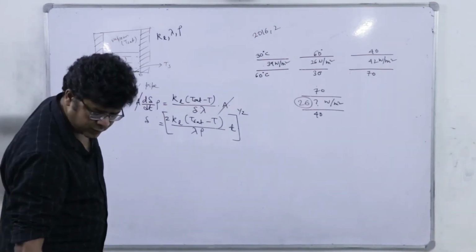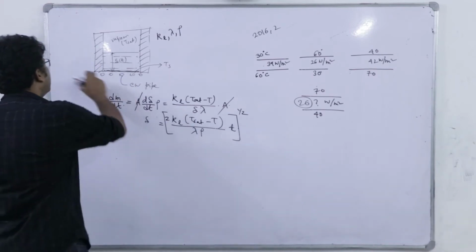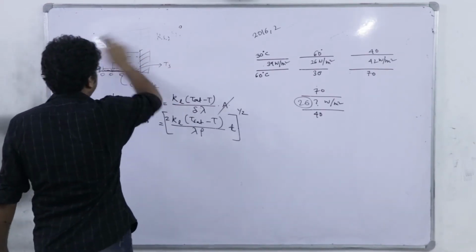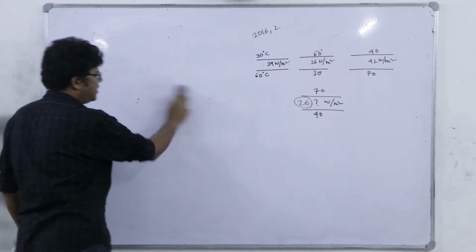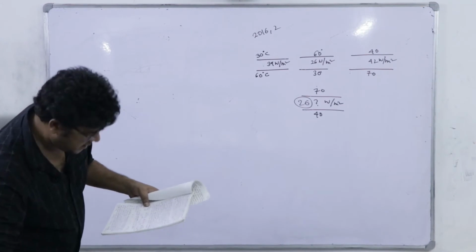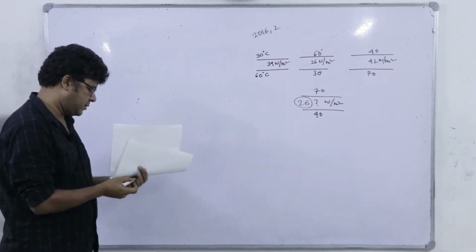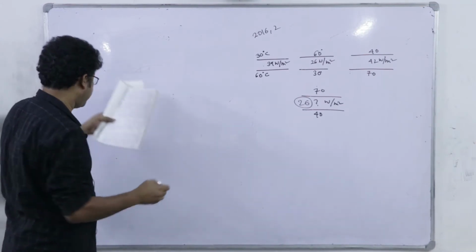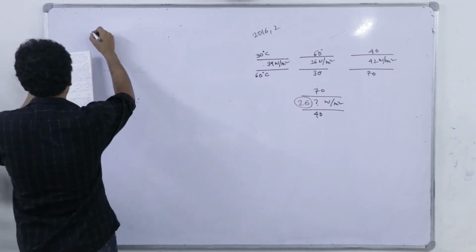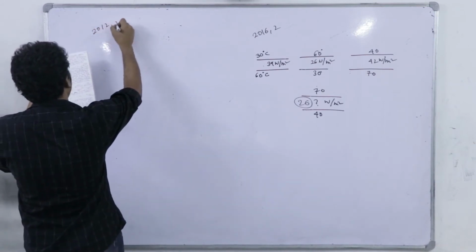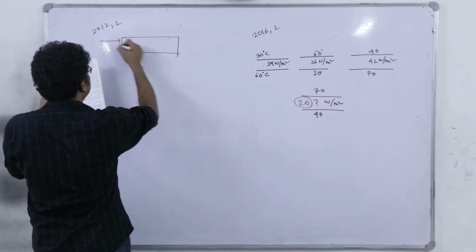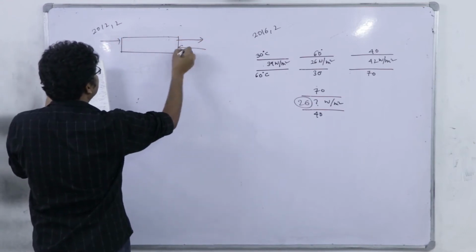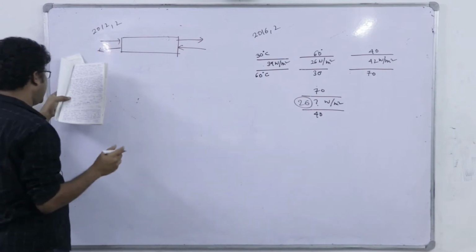This is a 2012 2-marks problem, a very easy double pipe heat exchanger problem where we have to use the Q equal to UA LMTD formula. And what is the statement? In a counter flow heat exchanger, it is always better to have a diagram here.